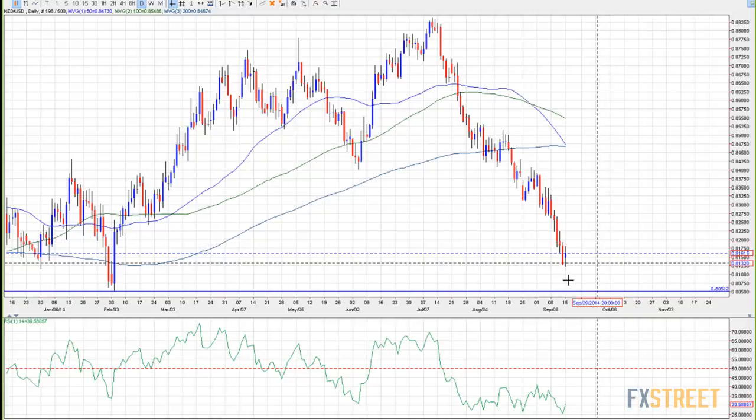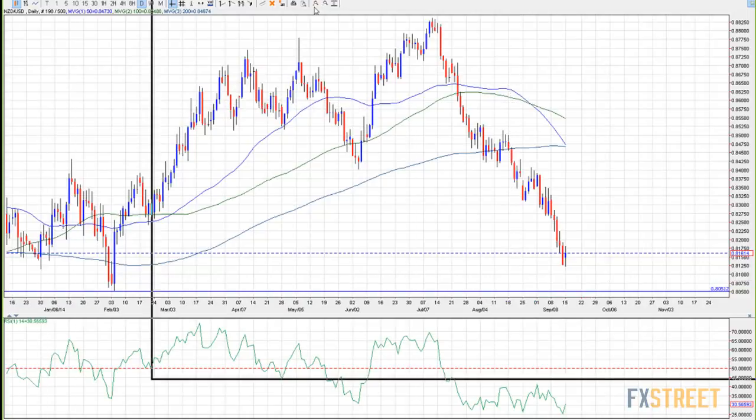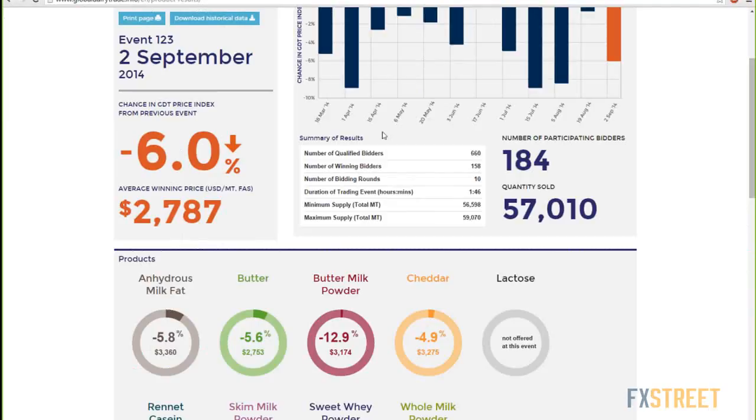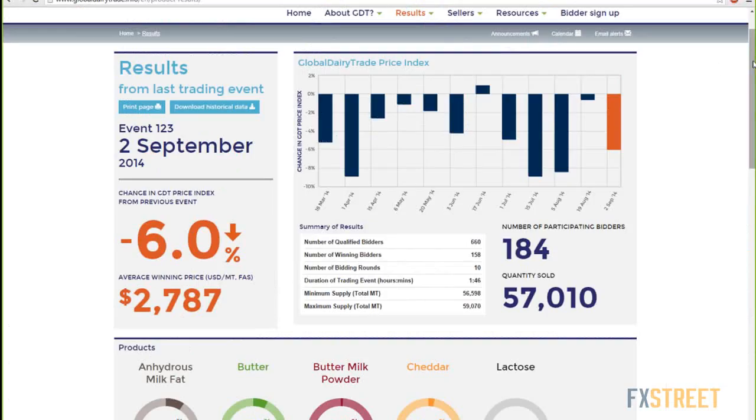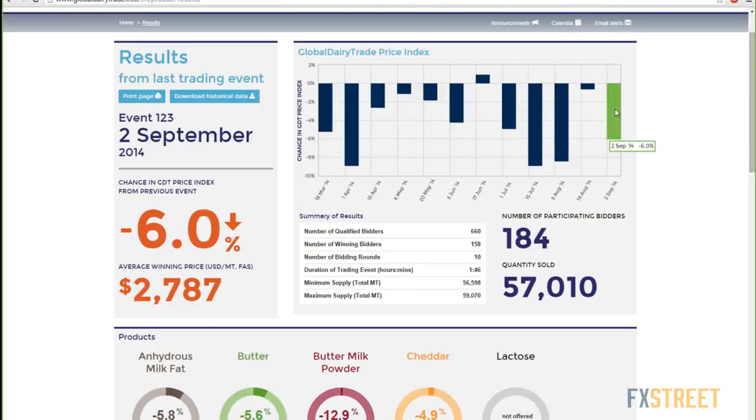Now, I just want to bring this site here to your attention, and this is a site that has a dairy price index. So it combines a lot of dairy products and puts it into an index and looks at the prices over time. And we can see that this year, the dairy prices have been declining every month, almost every month, excuse me. Okay, so that is another drawdown on the Kiwi dollar.